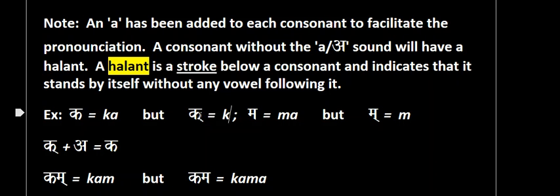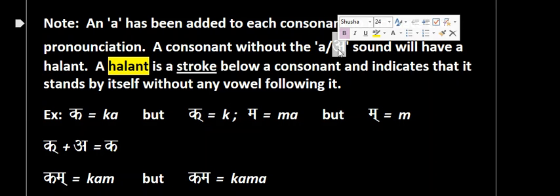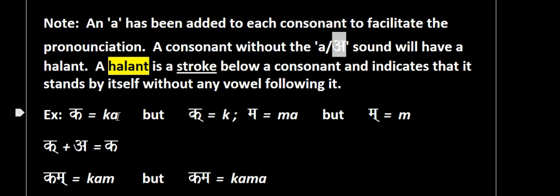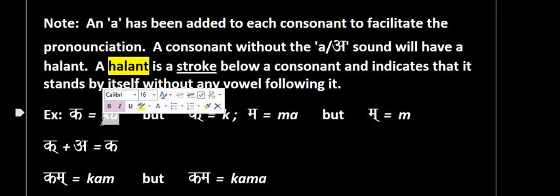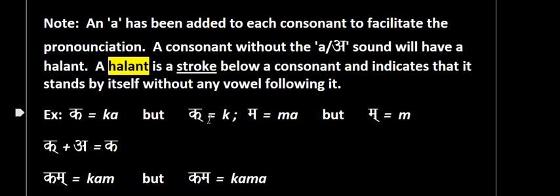Now we could add this to any other vowel. So this is a, right? We could add i, u to make it, instead of making it ka, we could make it ki, we could make it ku. But I didn't teach you those vowel signs yet, later on in the videos I'm going to do that, but just not in this one. I just wanted you to keep in mind what a halant is. A halant is a stroke below a consonant that indicates that it stands by itself. So I have another example here.